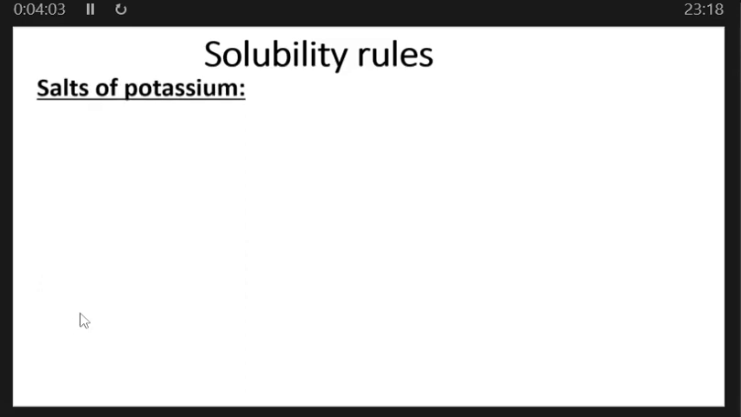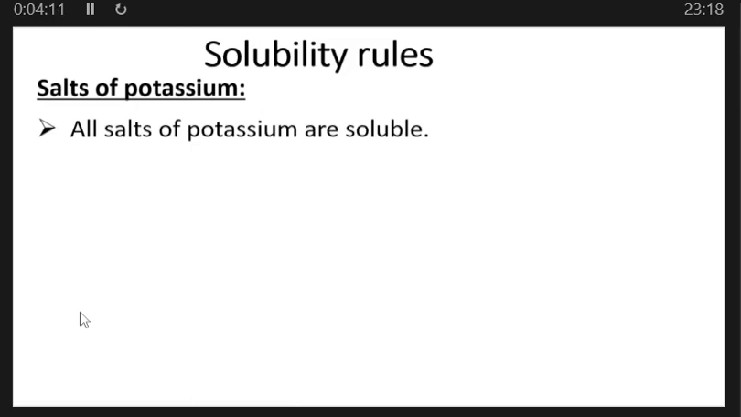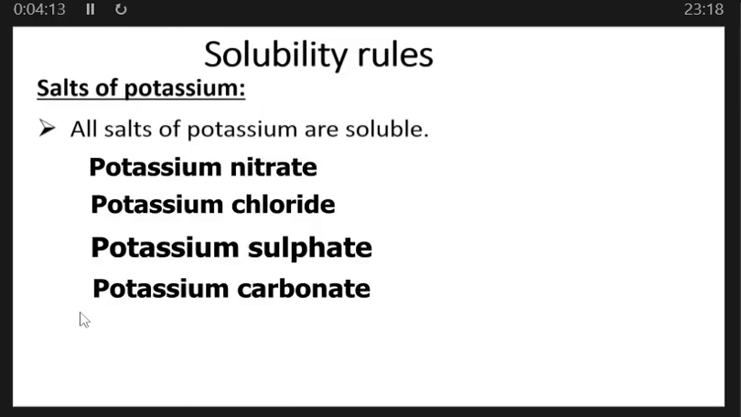We say all salts of potassium are soluble. It can be potassium nitrate, potassium chloride, potassium sulfate, potassium carbonate. All these salts of potassium are soluble. So there is no potassium salt that is insoluble.